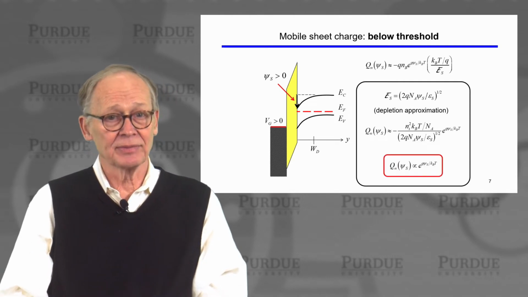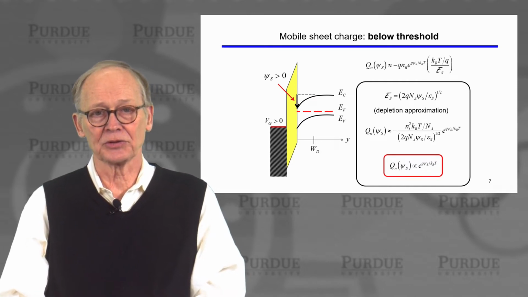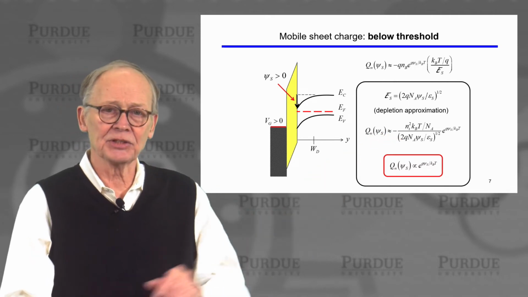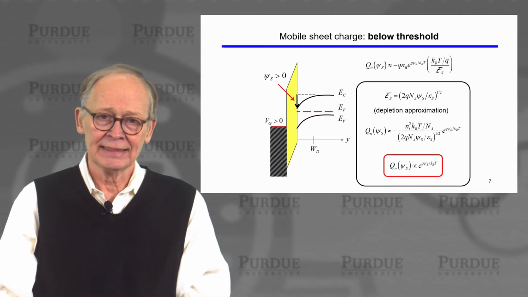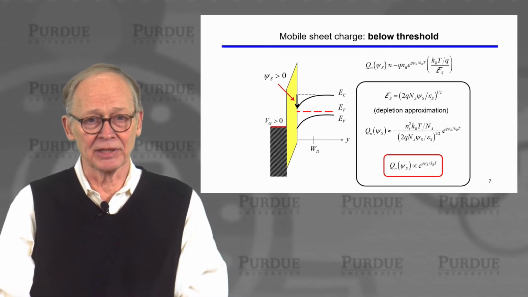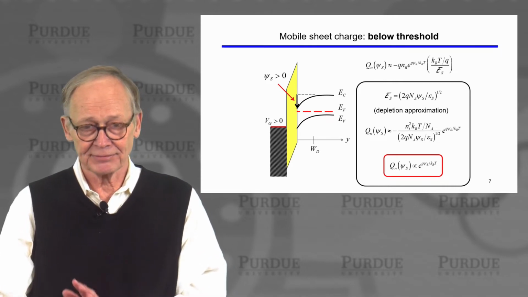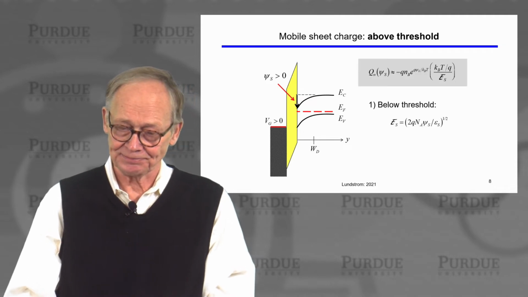And the takeaway from this is that that mobile charge increases exponentially with surface potential. There's a square root of surface potential out front, but that's a slow variation compared to the exponential. So if we were to plot this, what we would just see is an exponential increase as we increase the surface potential. Okay, that's what happens below threshold.